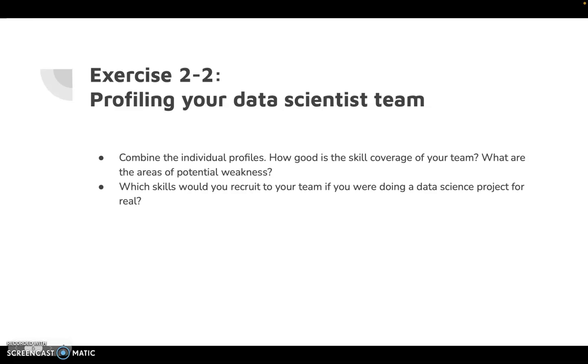For the second part of this exercise, we were told to try to gain the profiles of our data scientist teammates. We wanted to combine them and see what our strengths and weaknesses were, and then look at, if we were to bring in other individuals to our team, what we might want their skill sets to look like.